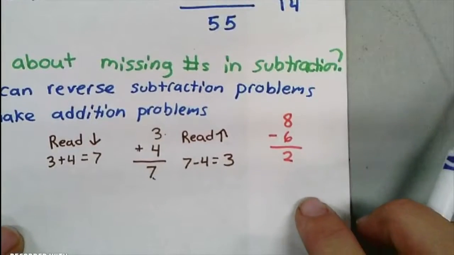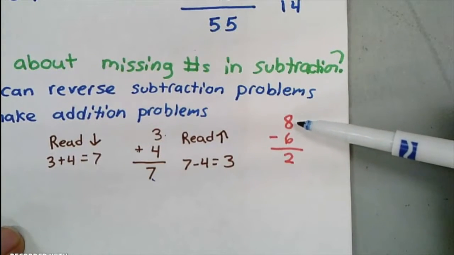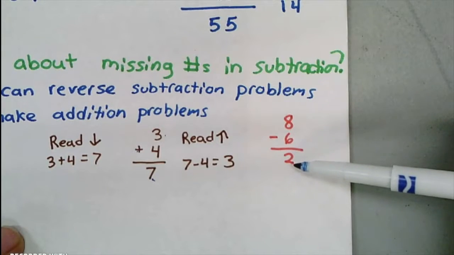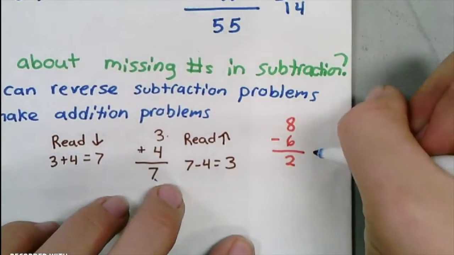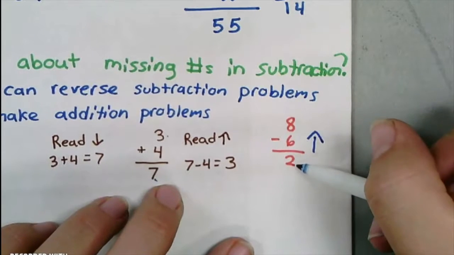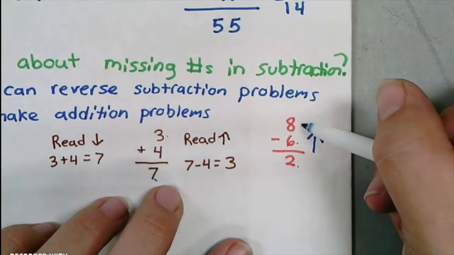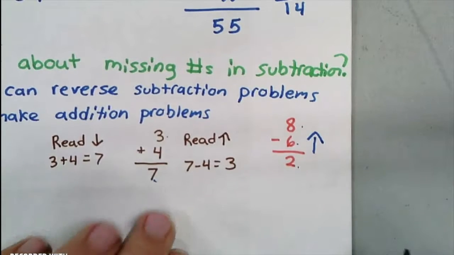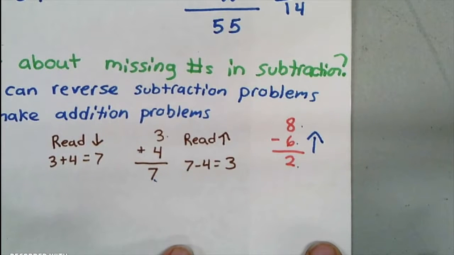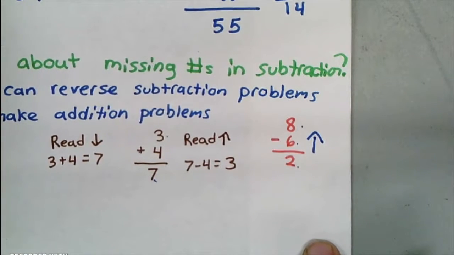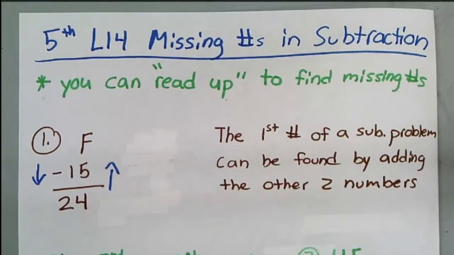I could do the same thing with a subtraction problem. Reading it down, 8 minus 6 is 2, is subtraction, which means that if I read it up, 2 plus 6 equals 8. And this works because addition and subtraction are inverse operations, like we learned last time. So let's look at how that helps us to find missing numbers in subtraction. There can be a few different numbers that can be missing in a subtraction problem, and the way that you solve it is a little bit different, but we're going to use addition.